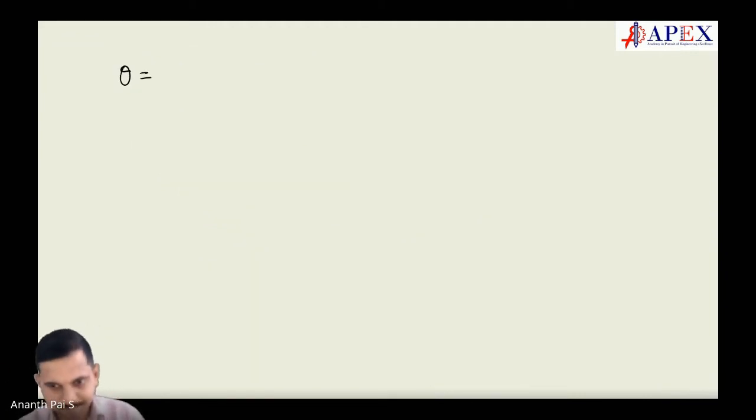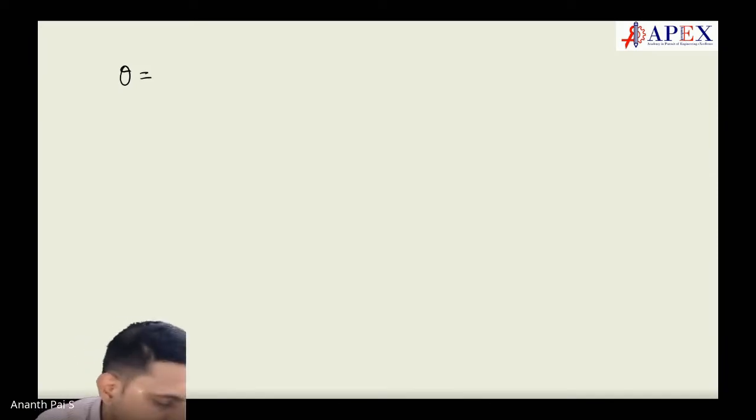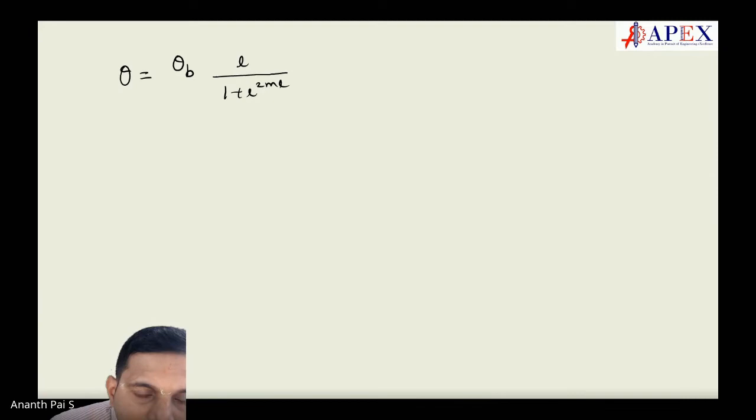Next. Now theta. Theta is C1 e power plus ml. So C1 is equal to theta b divided by 1 plus e power 2 ml, and here we have e power 2 mx, correct? E power 2 mx, correct?